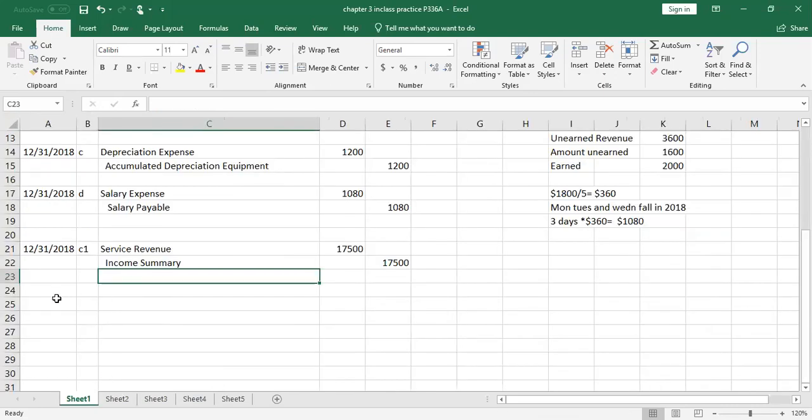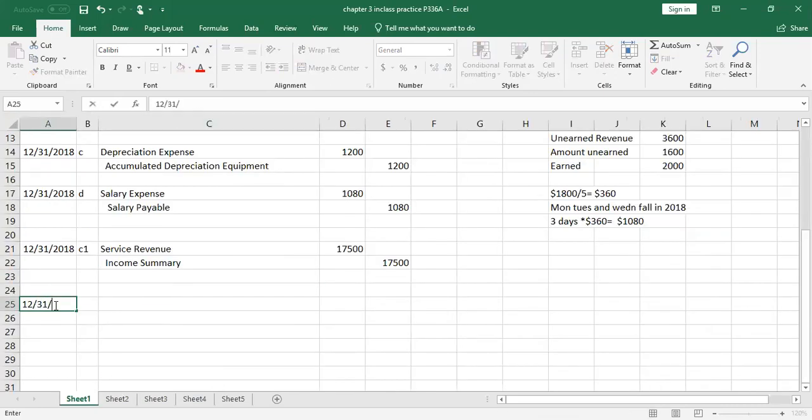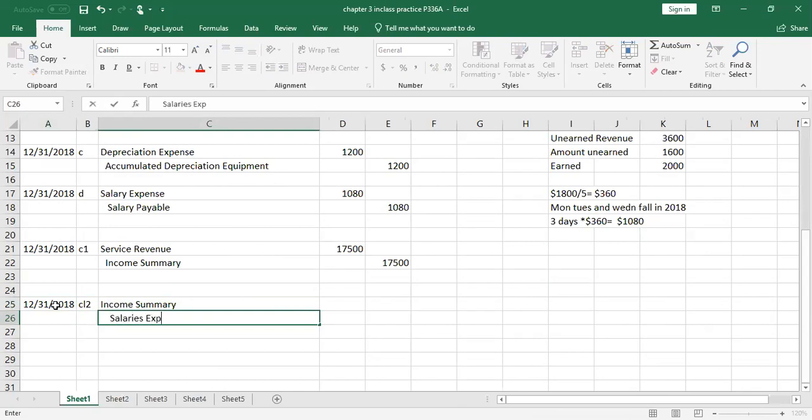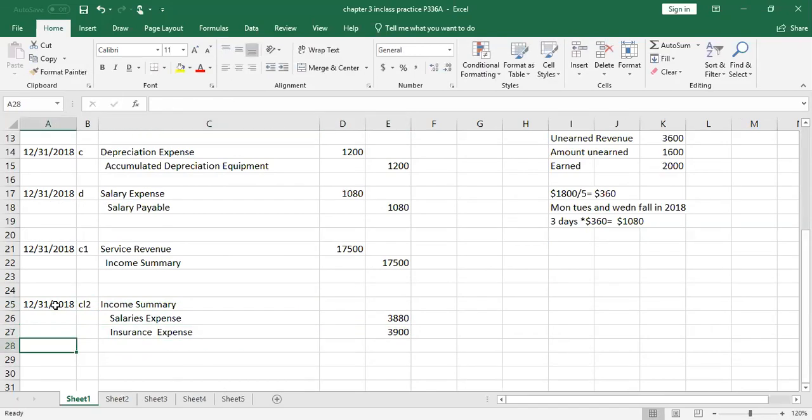So I'm going to use 12/31/2018, CJE 2. Now, I know the income summary account is the account I will debit. Because how do I get all these expense accounts that have debit balances to 0? I have to credit them. Salary expense will be credited for $3,880, its balance. Insurance expense, we will credit that for its balance.